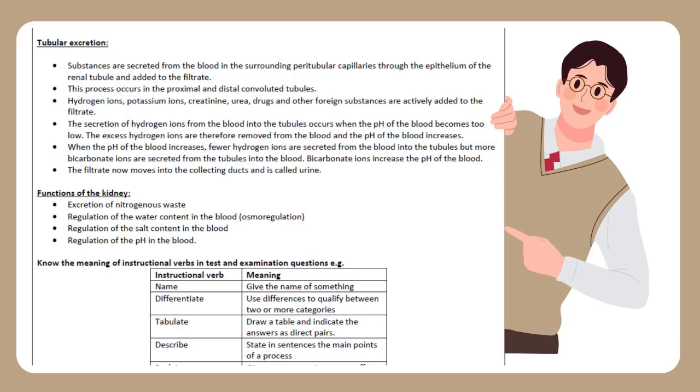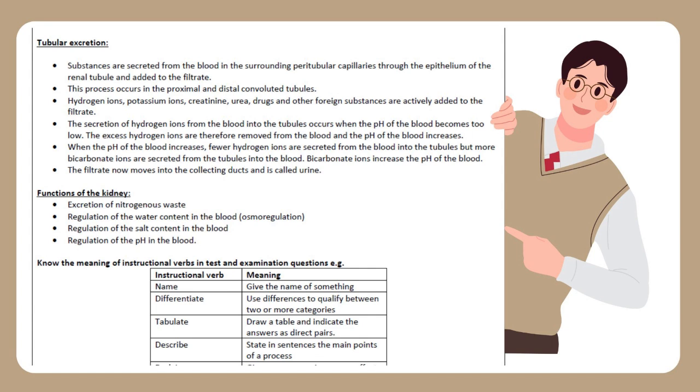As the filtrate moves through the distal convoluted tubule, further reabsorption of useful substances takes place. From the distal convoluted tubule, the filtrate moves to the collecting duct. Tubular excretion: substances are secreted from the blood in the surrounding peritubular capillaries through the epithelium of the renal tubule and added to the filtrate. This process occurs in the proximal and distal convoluted tubules. Hydrogen ions, potassium ions, creatinine, urea, drugs and other foreign substances are actively added to the filtrate.